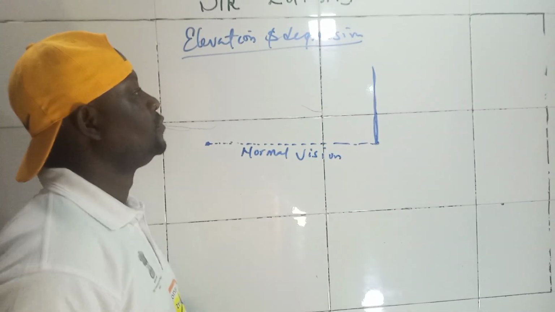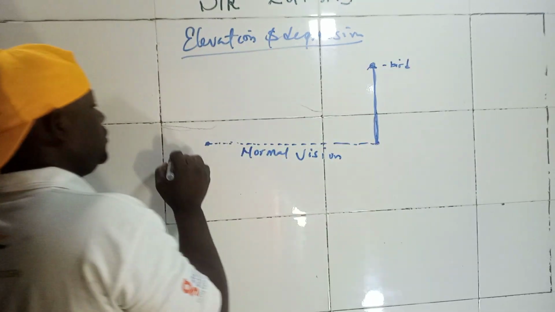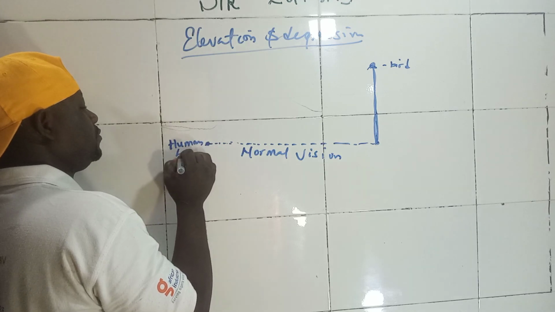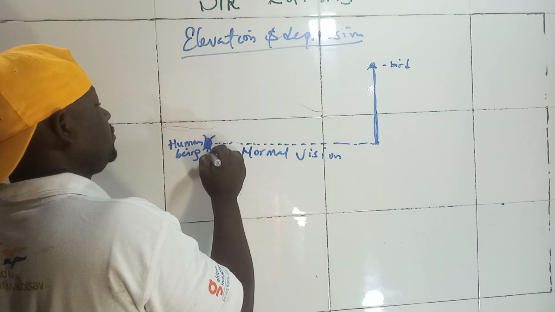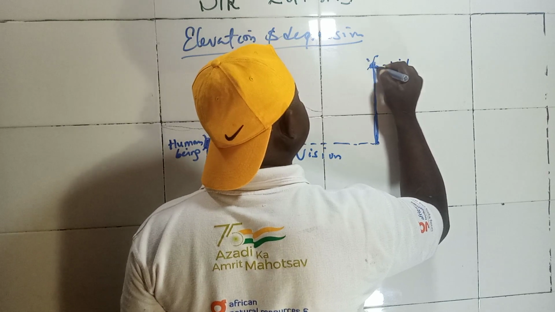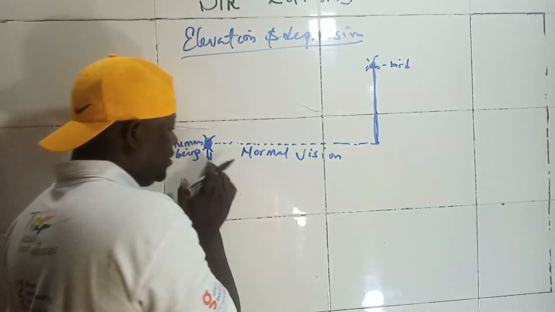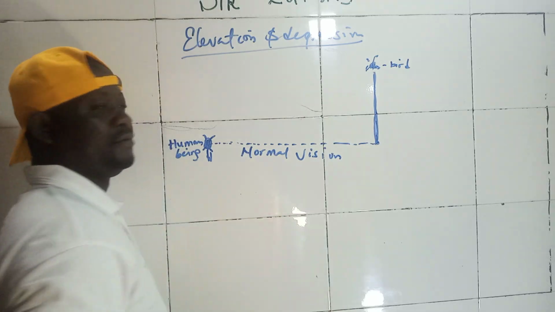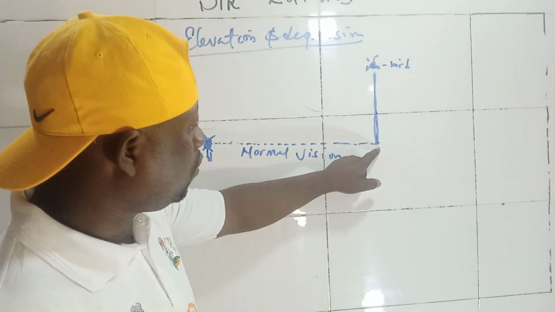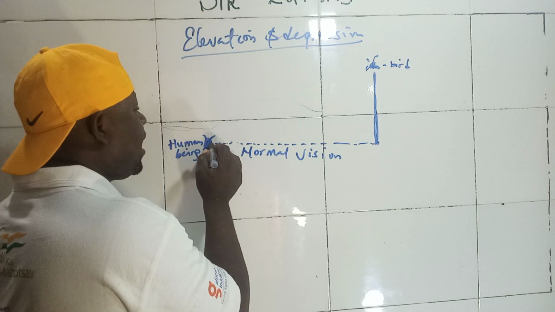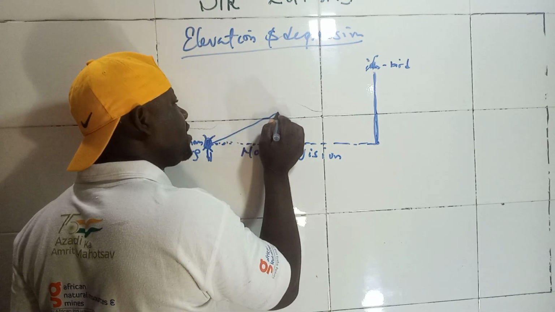Let's assume that we have a bird here. This is a bird, and this is a human being. Before drawing this, there was no relationship between me here and this bird. But let's assume that all of a sudden I started hearing a sound at the top of this tree. My eyes will shift from this place to look at what is making that sound.